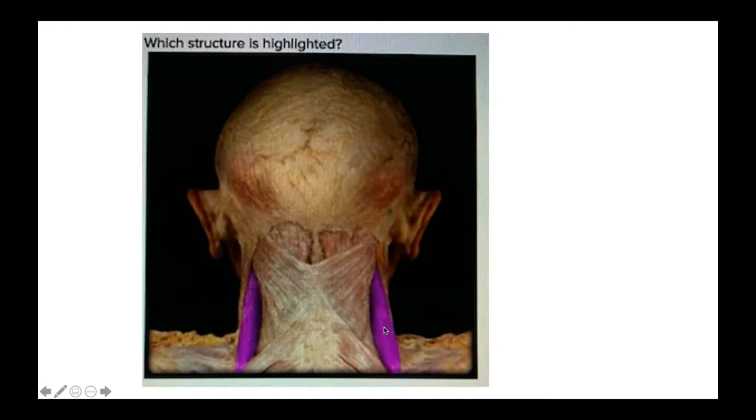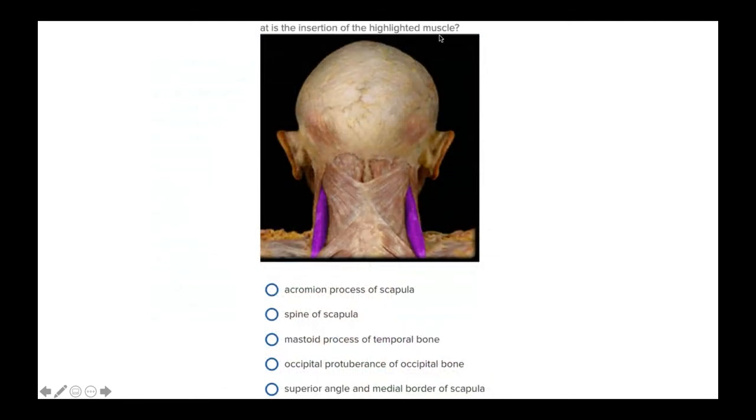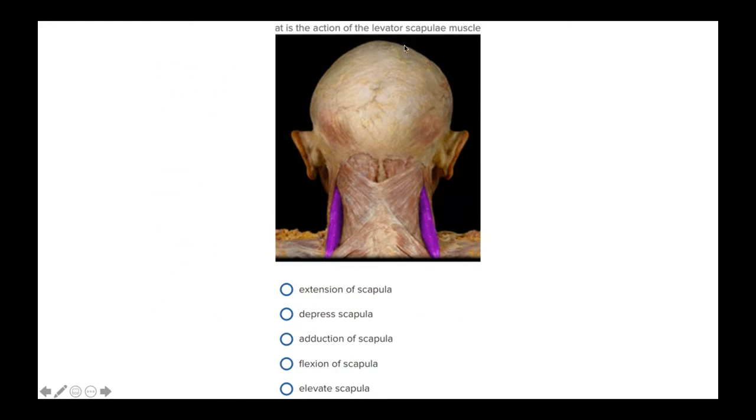Okay, here's the levator scapulae going from C1, C2, C3, C4 to the superior angle of the scapula. It's not showing it too well. This is your splenius capitis, right? That is the muscle that's deep to the trapezius. What is the insertion? So the origin is at C1, C2, C3, C4 transverse processes. And the insertion is going to be on the superior angle and the medial border of the scapula, and it elevates the scapula based on its name. What is the action of levator scapulae? Elevation of the scapula by its name.